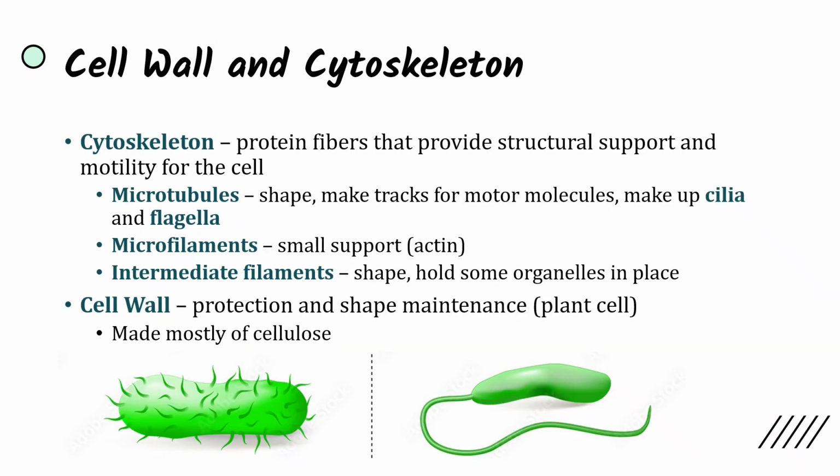And we have all these organelles, but they're not just floating around within the cell. There's going to be the cytoskeleton, cell skeleton, protein fibers that provide structural support and motility for the cell. So they're going to hold organelles in place. They're going to keep the cell within its shape, and it's going to allow the cell to move, or even parts within the cell, subcellular components, to move along within the cell. And so these consist of microtubules, microfilaments, and intermediate filaments.